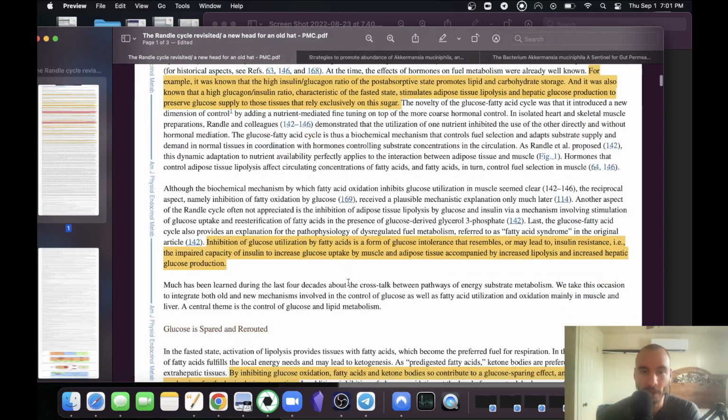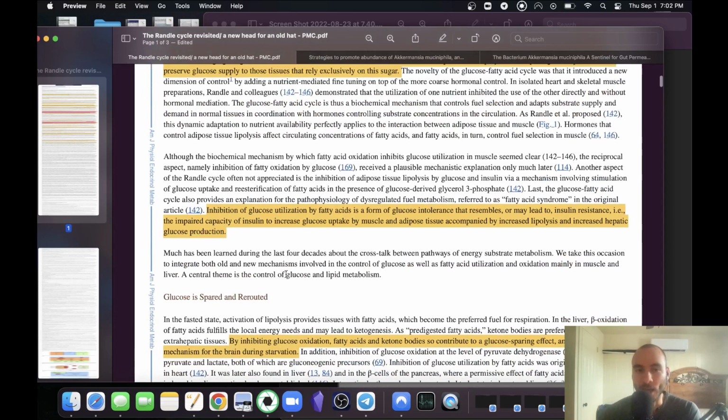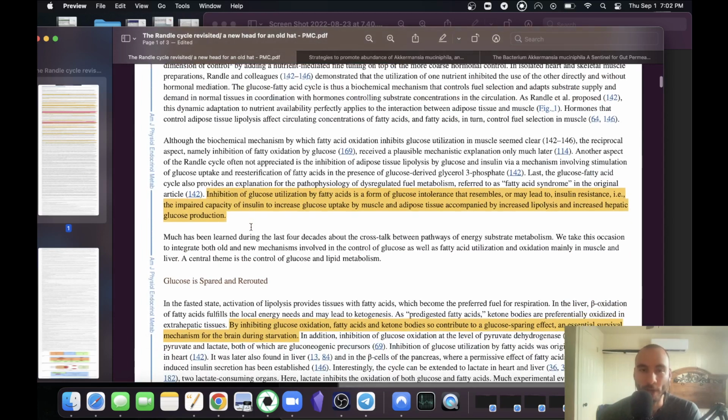So we're going to start off here. I'm not going to read every single element of the article. I'm going to pull out the relevant points. What we're going to initially discuss is what exactly the Randle cycle is, and there's a good sentence here. Basically, the Randle cycle can be described by inhibition of glucose utilization by fatty acids. It is a form of glucose intolerance that resembles or may lead to insulin resistance, i.e. the impaired capacity of insulin to increase glucose uptake by muscle and adipose tissue, accompanied by increased lipolysis and increased hepatic glucose production.